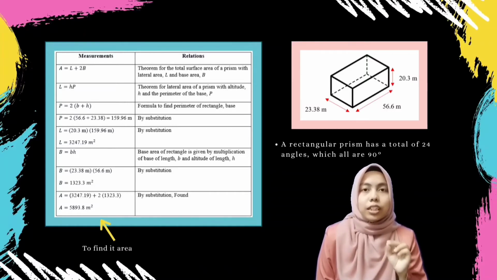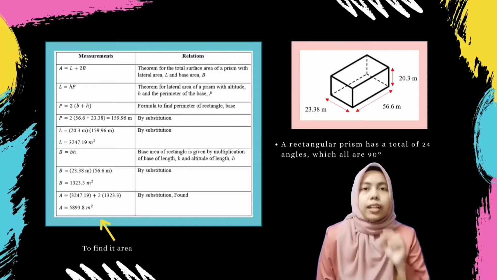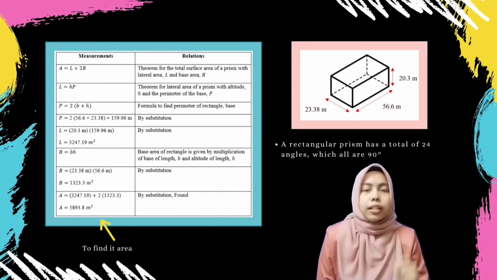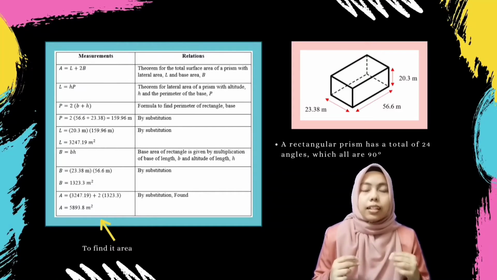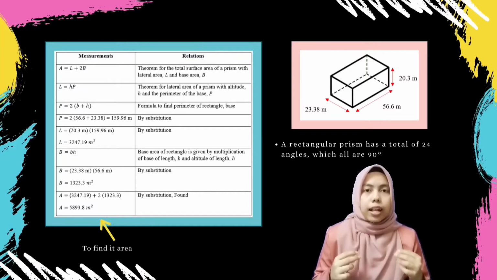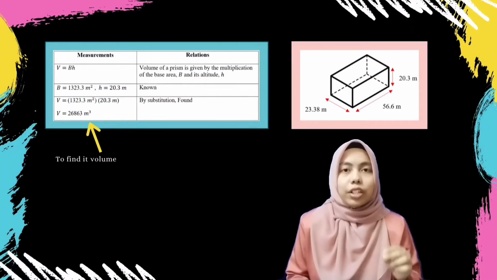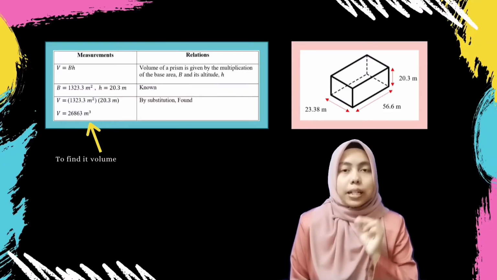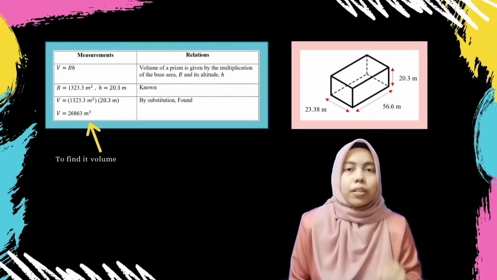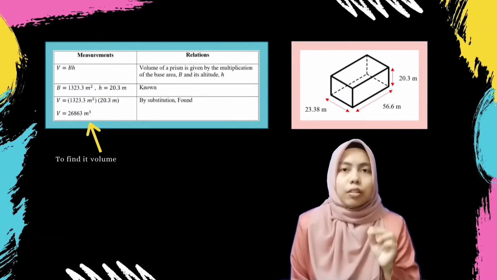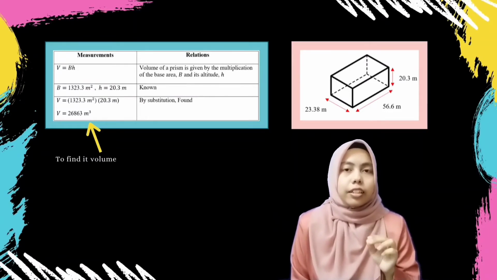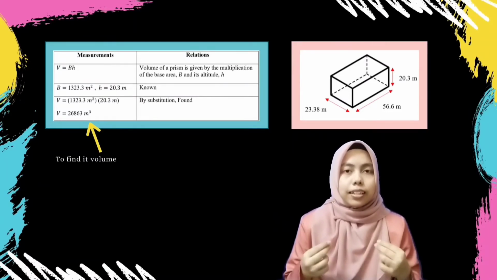To find the total surface area of the prism, we use the same theorem as before, which is A equals L plus 2B, as shown, and we got 5,893.8 meters squared as the answer. To find its volume, we also use the same theorem as before, which is given by the multiplication of the base area and its altitude. And then, we got 26,863 meters cubed as the answer.